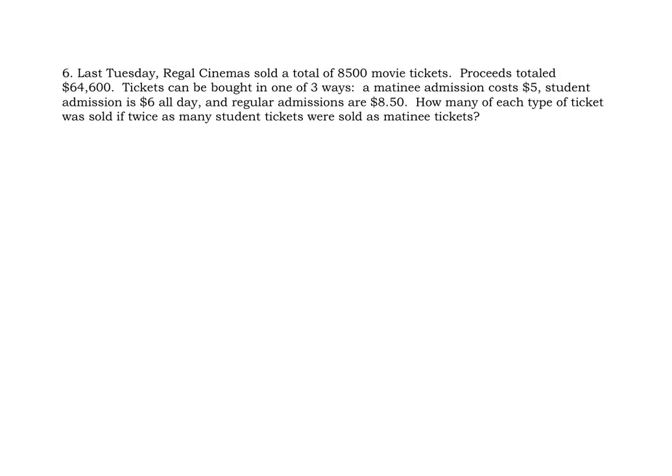Okay, last Tuesday, Regal Cinemas sold a total of 8,500 movie tickets. There's a total. And the proceeds, that means the money, totaled that. So there's 2 totals. Tickets can be bought one of 3 ways. I've got a matinee, a student, and a regular admission. How many of each type of ticket were sold if twice as many student tickets were sold as matinee tickets? There's a comparison. So I have two equations that are totals and one equation that's a comparison.